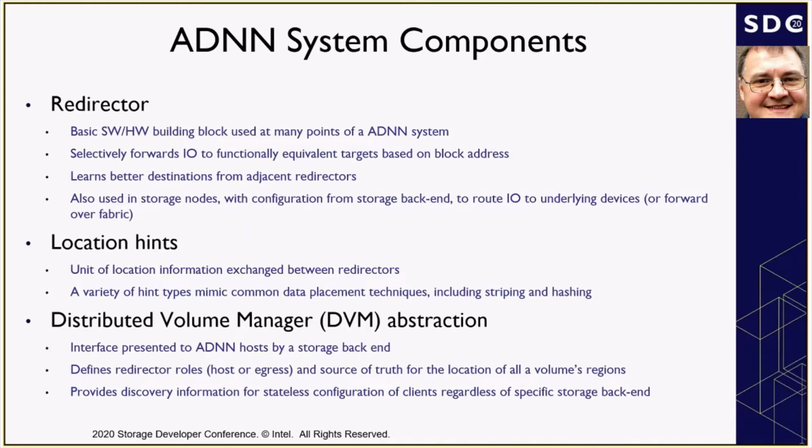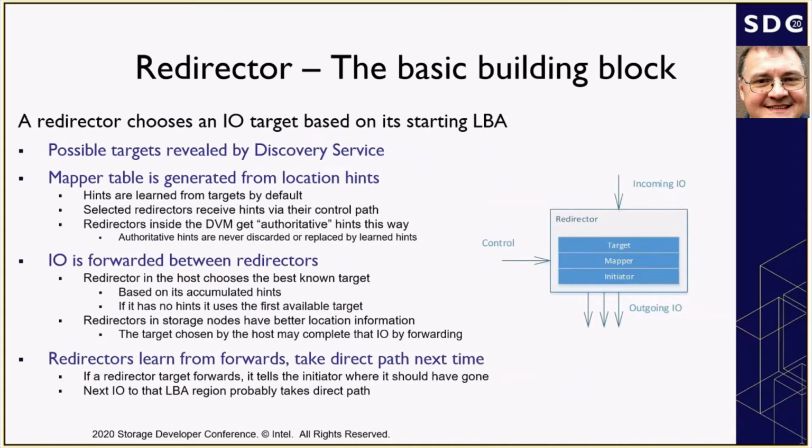So the redirector itself is, like I said, the basic software or hardware building block in an ADNN system. Its essential job is to accept I/O and then choose one of its available targets as the destination for that I/O. So it, of course, has to be configured with a number of targets. If this is in the host, like I said before, that should be from a discovery service. Inside the distributed volume manager, that's probably explicitly configured.